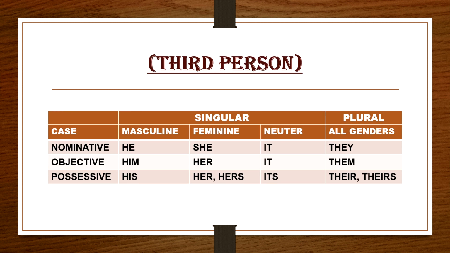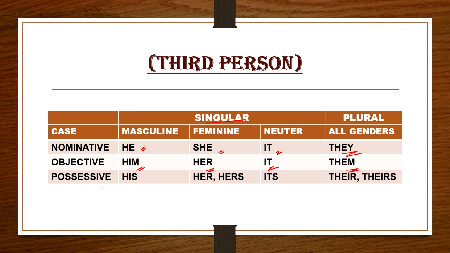Now, next is your third person. For third person, in nominative case, he is used for the masculine gender, she is used for the feminine gender and it is used for the neuter gender in singular form. And in plural form, they is used for all the genders. Now, coming on to the objective case, him is used for the masculine gender, her is used for the feminine gender and it is used for the neuter gender in singular form. And in plural form, them is used for all the genders.